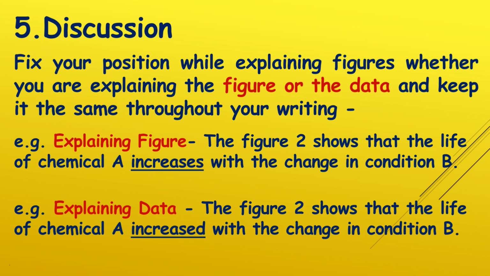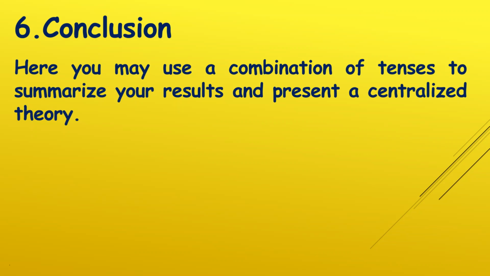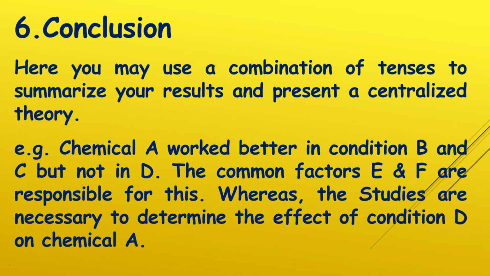So after this we finally come to the conclusion. Here you may use a combination of tenses to summarize your results and present the central theory you obtained out of your work. Like, chemical A worked better in conditions B and C but not in D. The common factors E and F are responsible for this, whereas additional studies are necessary to determine the effect of condition D on chemical A.